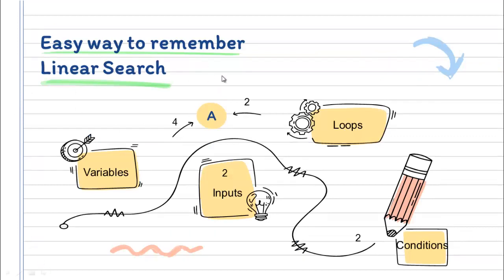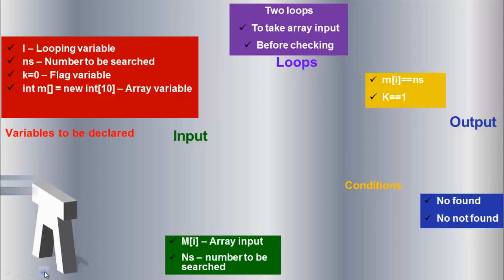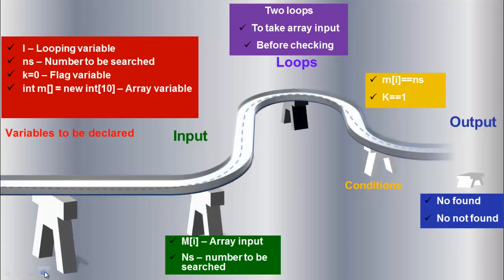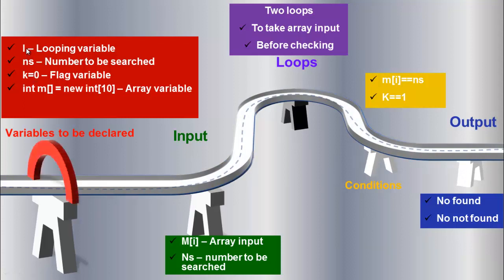So easy way to remember linear search: we need 4 variables, 2 loops, 2 inputs and 2 conditions. So 4, 2, 2, 2 is an easy method that you have to remember. 4 variables, 2 loops, 2 inputs and 2 conditions. So what are these? The first one is the variables to be declared. So what are the variables to be declared? We have i as a looping variable, ns as the number to be searched, k equal to 0 as a flag variable, and int m[] equal to new int[10] as an array variable. So we have 4 different variables in this.